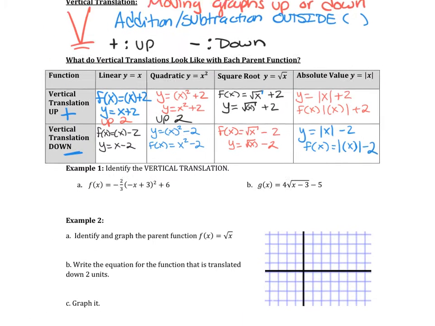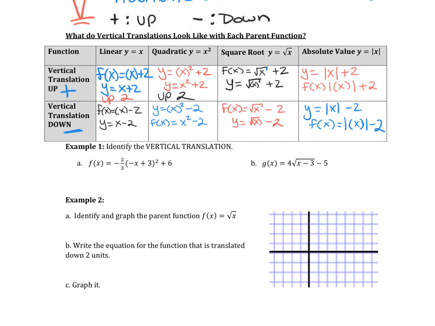Okay. So that's the last. Now we know all of our transformations, H, S, R, V. So when we start doing problems, you are going to have to be able to identify all 4 of those transformations and tell me what is happening to the graph. So you need to be able to pick out each of those individually from an equation.